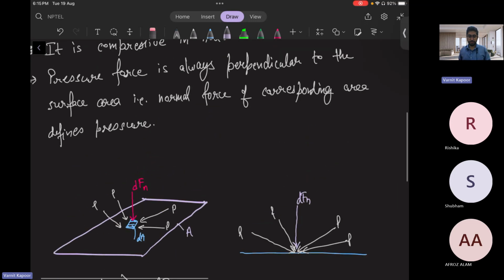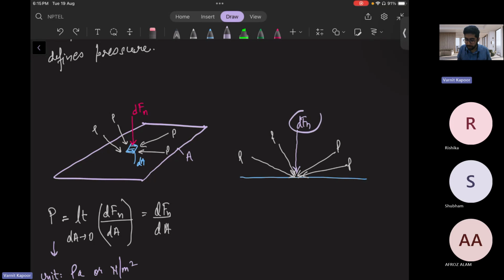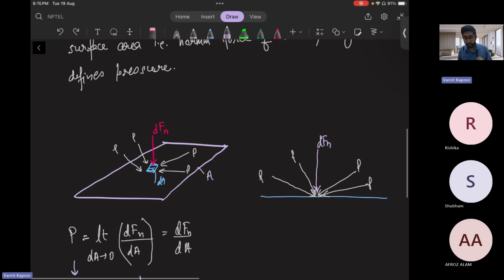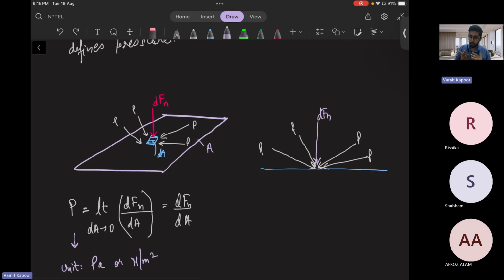So as I've said, pressure is always perpendicular to the surface area. We have seen this from here. But another statement I have said is that the normal force over the corresponding area defines the pressure. But suppose I take a component of this normal force. This was a very small element area like this. So instead of taking dFn, I take a component of dFn.